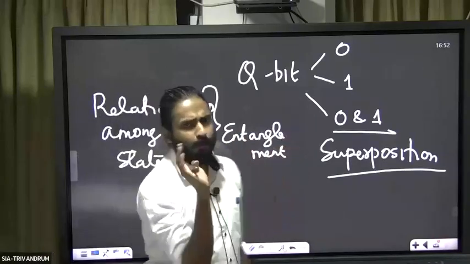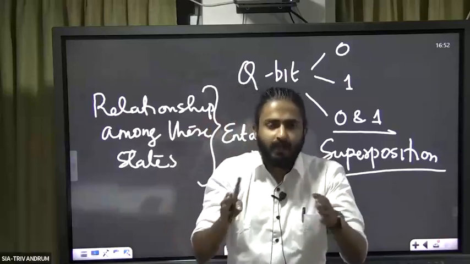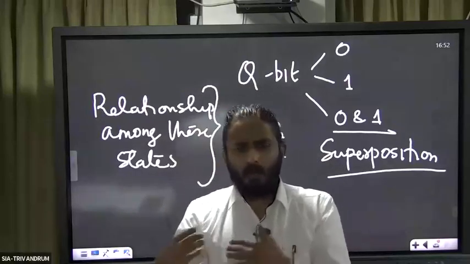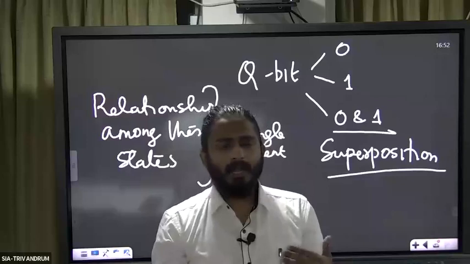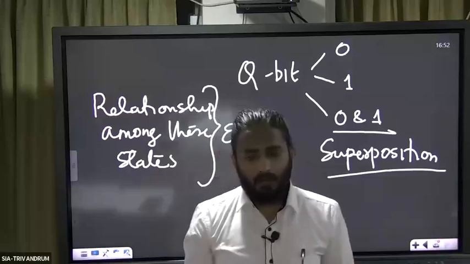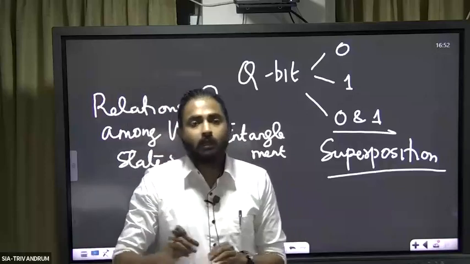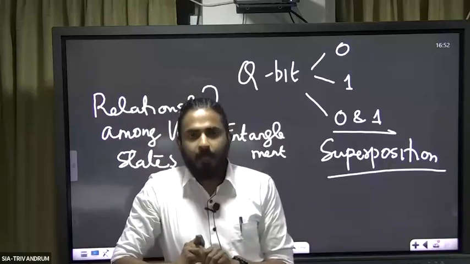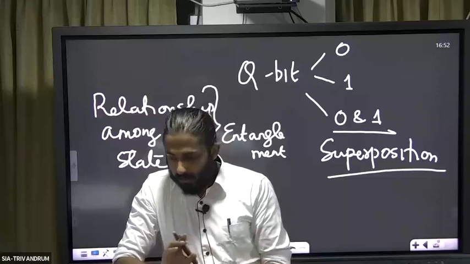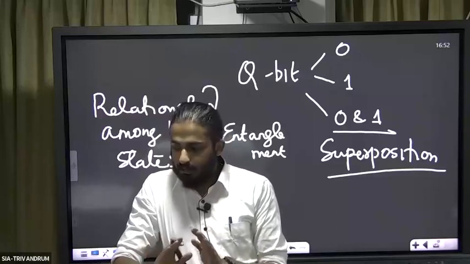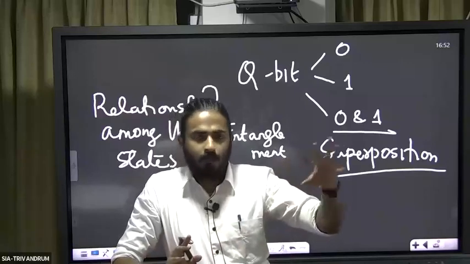So two properties. One is superposition. At times they might ask, just give these terms: superposition, entanglement, etc. related to quantum computers. So what is superposition? Qubits holding the value of 0 and 1 simultaneously is called superposition. And this relationship between the state of 0, 1, 0 and 1, etc.